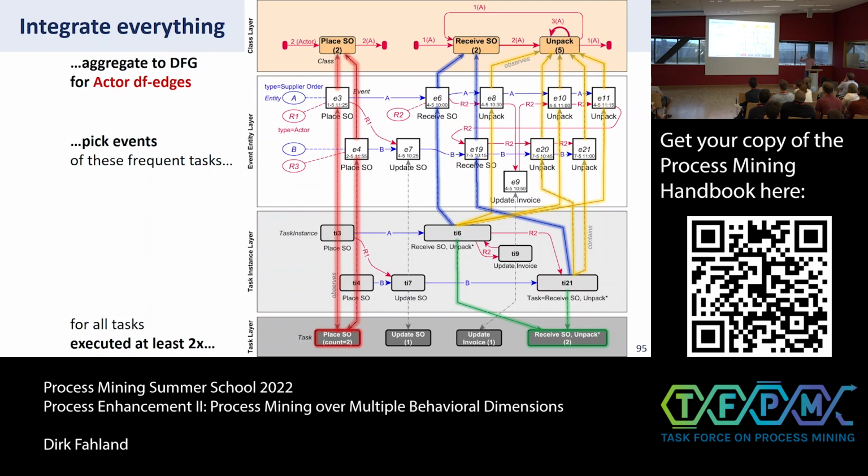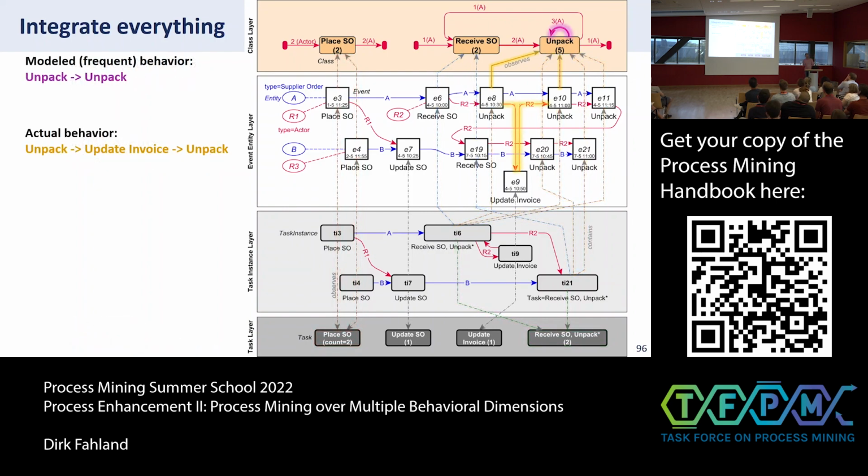So I'm integrating lots of things to dive deeper into the data and provide more context to the analysis. Can do one more thing. There's alignments in here. The model says, for the frequent behavior, after unpack, I do unpack, or I go back to receive supply order. But in the data, I have this path: unpack, update invoice, unpack. So I have a move on log compared to this edge. Basic forms of alignments. I'm no longer having event knowledge graphs. I'm building a process knowledge graph.